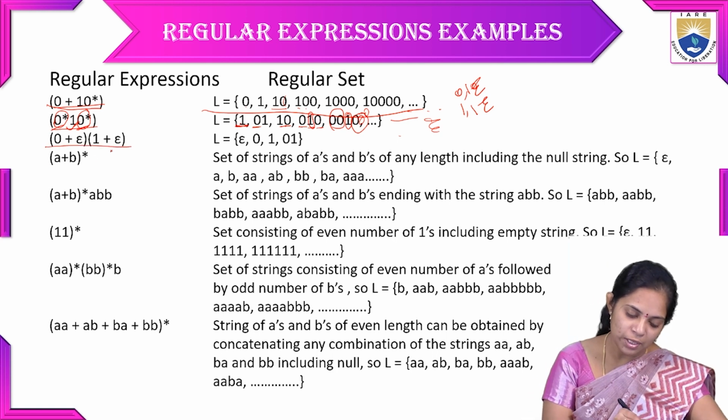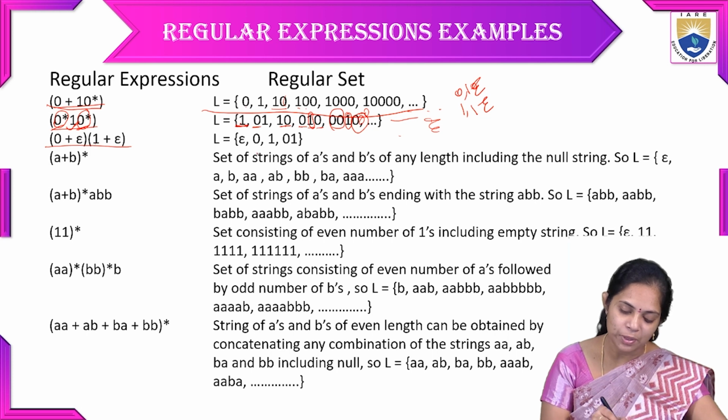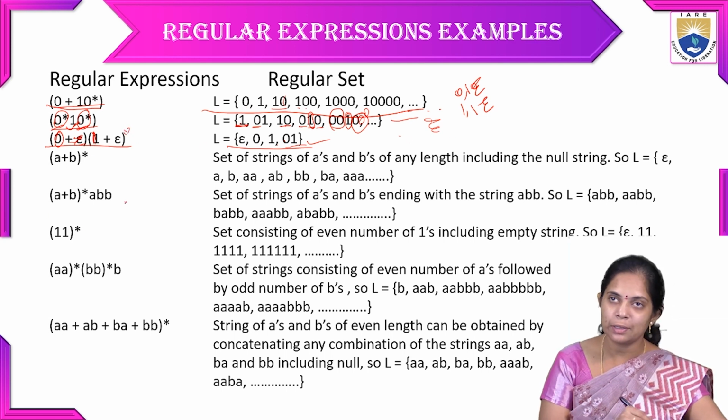One more regular expression is (0+epsilon)(1+epsilon). The alphabets involved are epsilon, 1, 0, and the combination 0 1. There is no whole star, so we are not iterating this one.